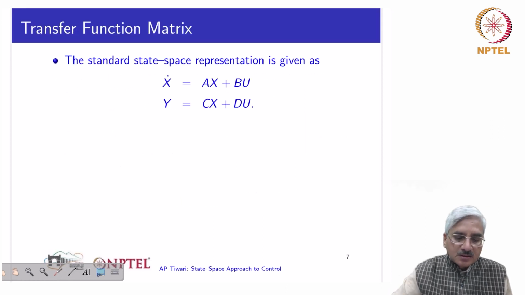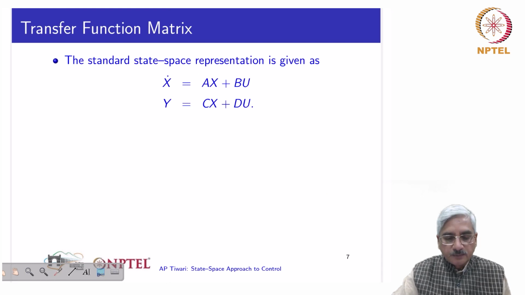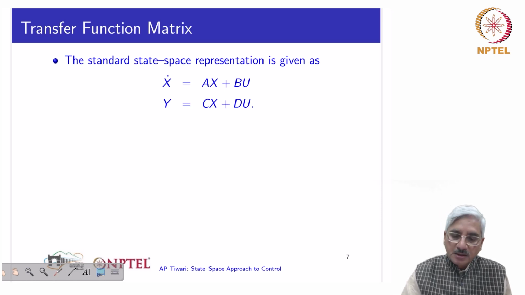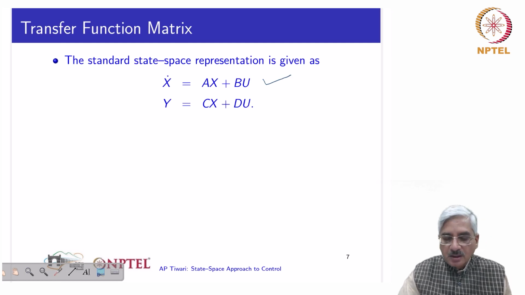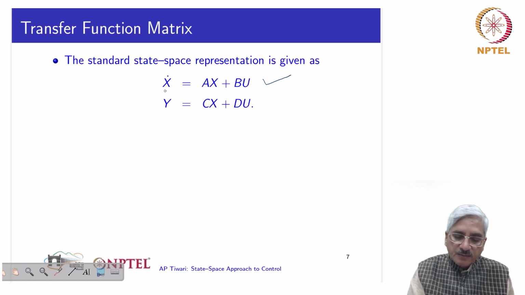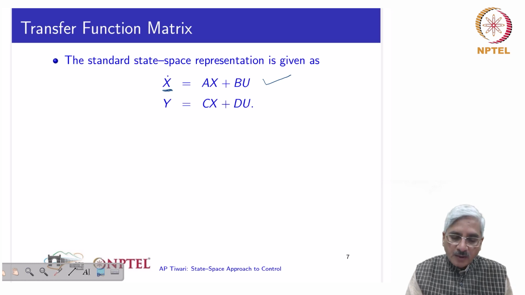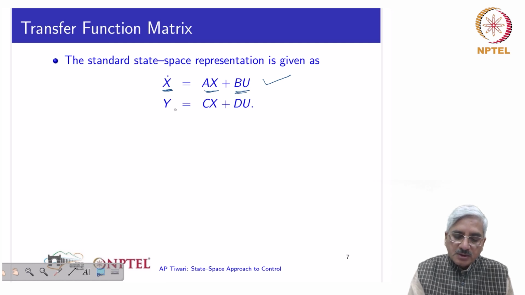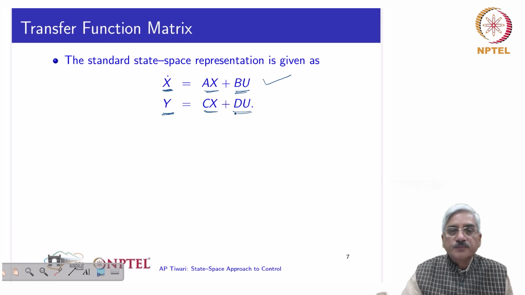So this is the thing to be done. We know that the standard state space model representation of a dynamical system is given in this form. This is called the state equation. On the left hand side we have the derivative of the state vector x. So x dot equals Ax plus Bu. And the outputs are given by y equals Cx plus Du.